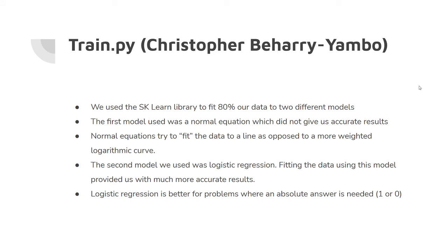So for my contribution, I took the 80% of data that Diego had split up, and I used the sklearn library to fit it into two different models. The first one we used was a normal equation model, and that didn't give us very accurate results. The main reason is because normal equation is not ideal for situations where you need a yes or no answer, so to speak. So the second model we used was logistic regression, which did give us a very accurate result.